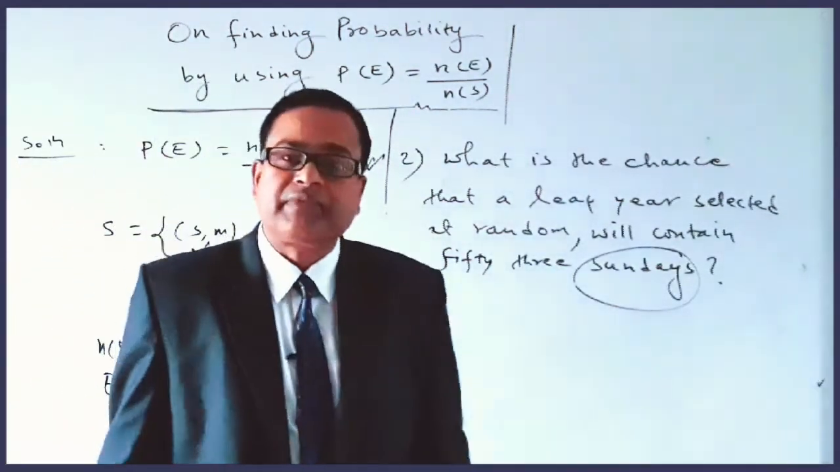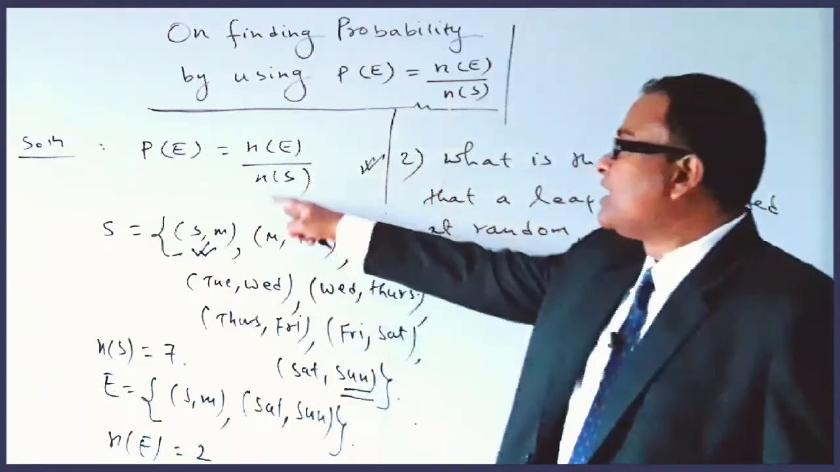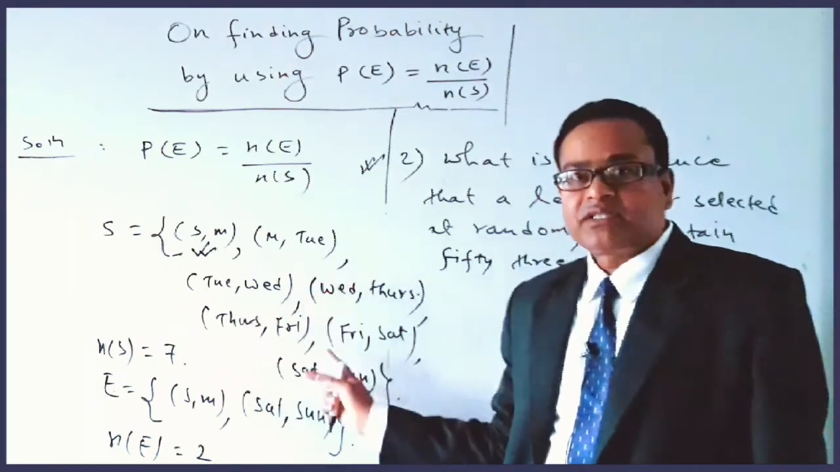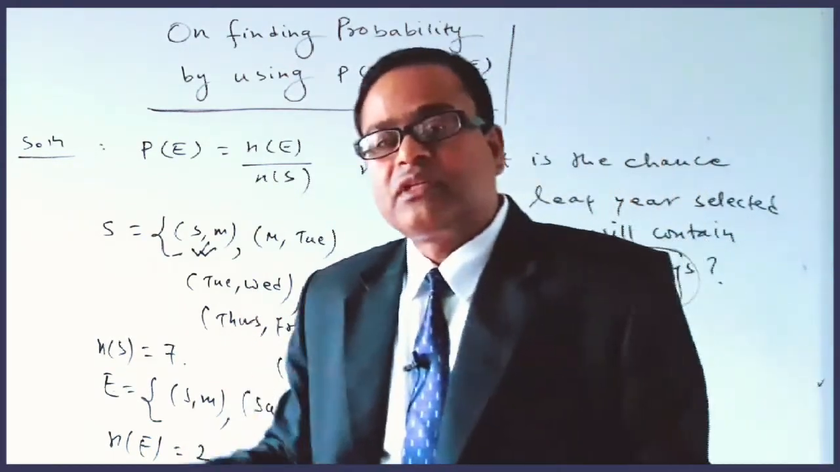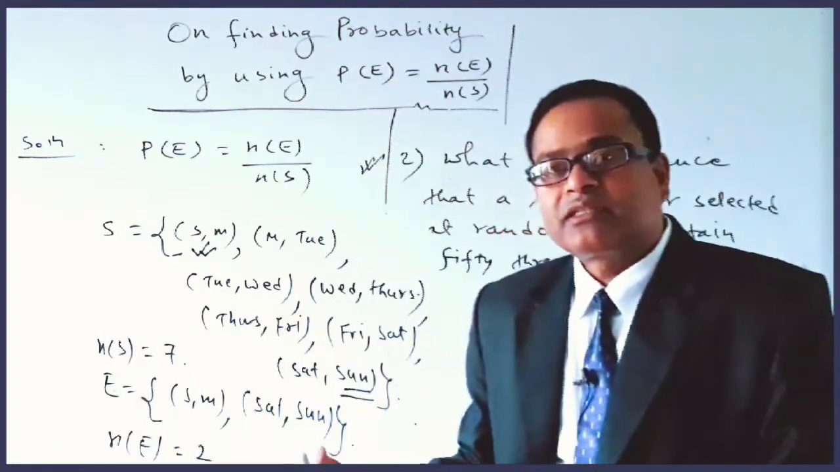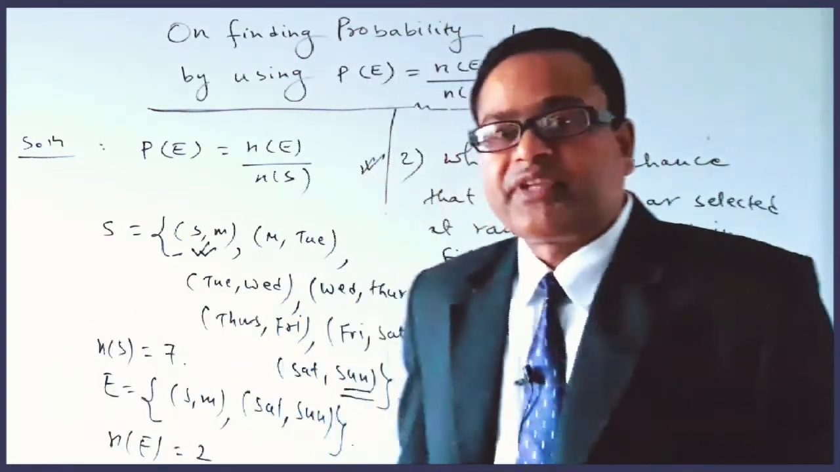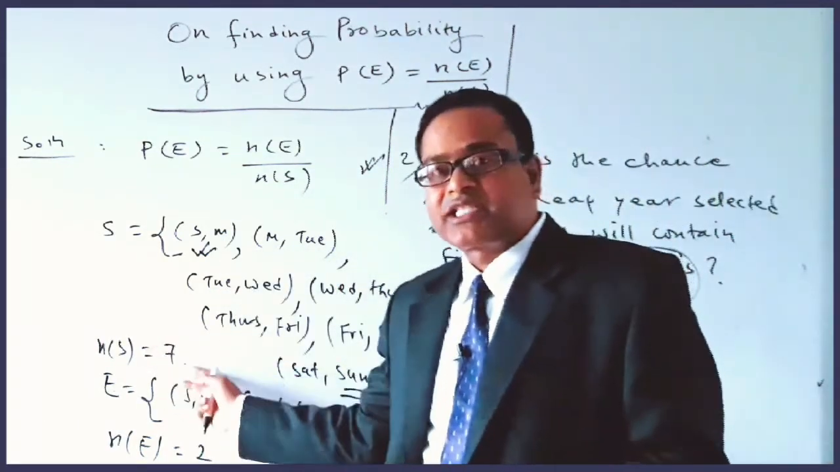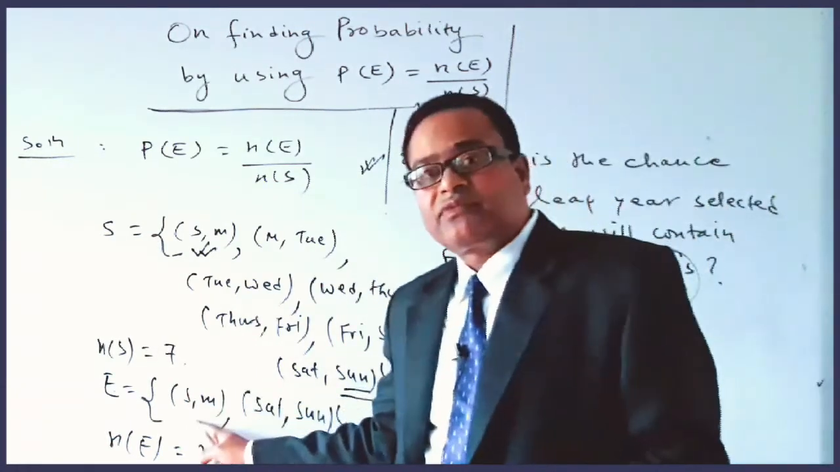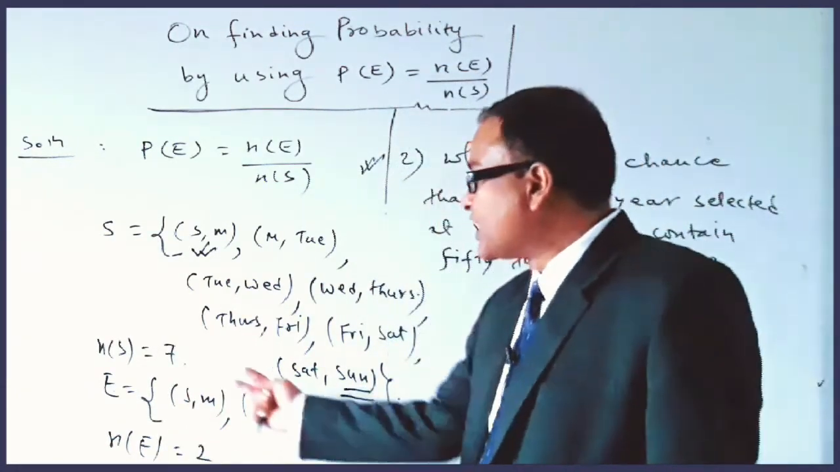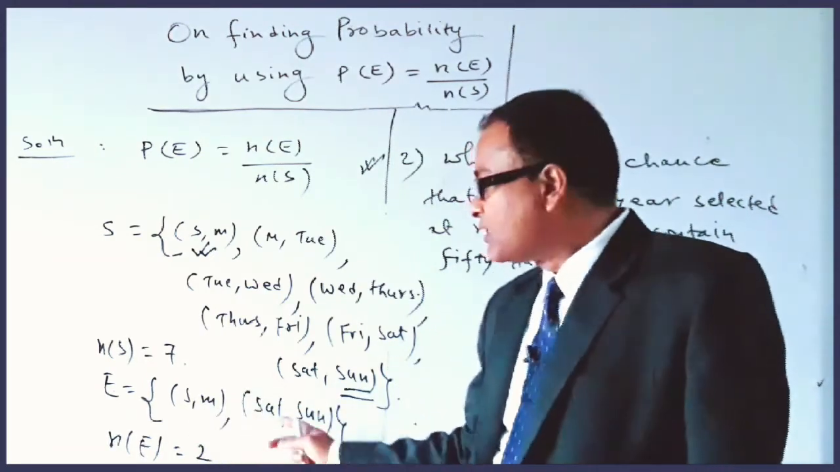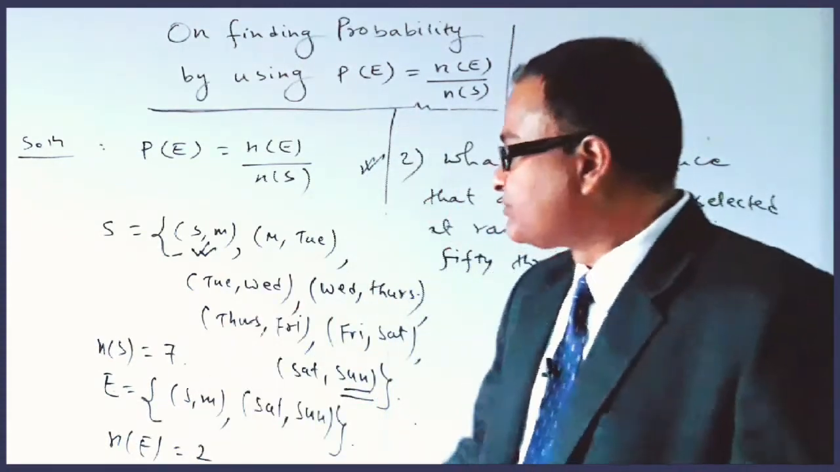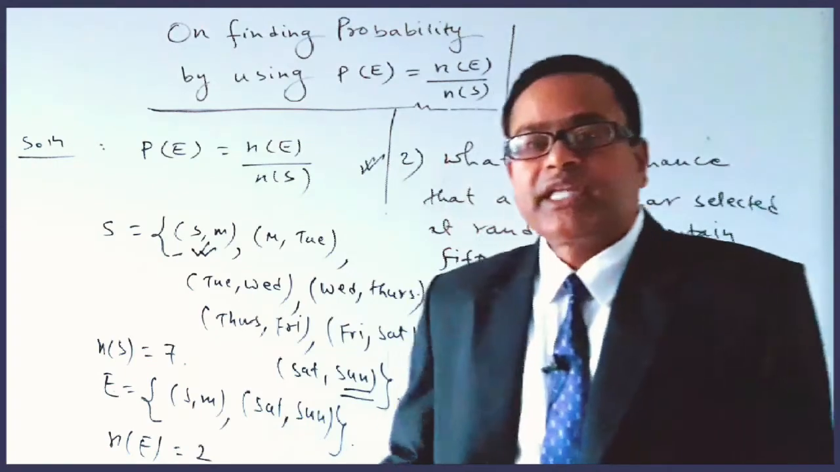Now by the definition of the probability of an event, P is equal to N E by N S. So already we have got the number of sample space, the combination of the remaining 2 days besides the 52 weeks of a leap year, altogether 7, so N S is equal to 7. We have to find the probability of the occurrence of Sunday. So there are 2 combinations, which are Sunday, Monday and Saturday, Sunday. So this is the event of the occurrence of 53 Sundays. So N E is equal to 2.